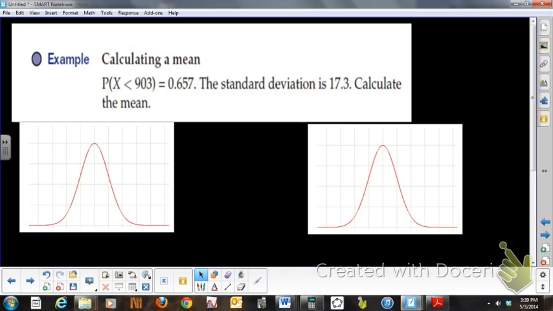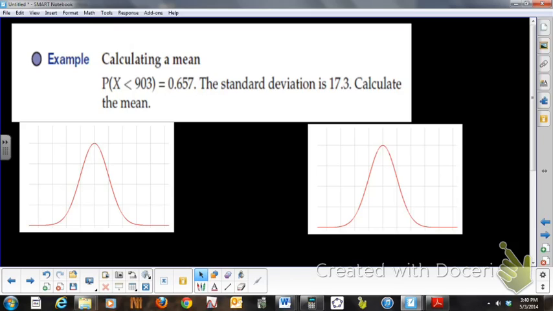I'm just going to go through it and then you can check it. So let's just look at calculating a mean from a given bit of information. We've been given the probability that x is less than 903 is 0.657, and the standard deviation is given as 17.3. Calculate what the mean would need to be in this situation.